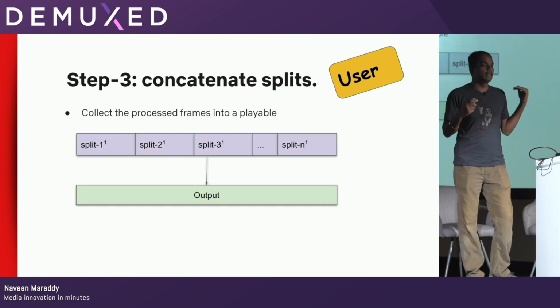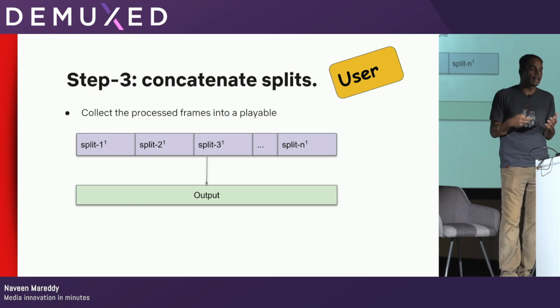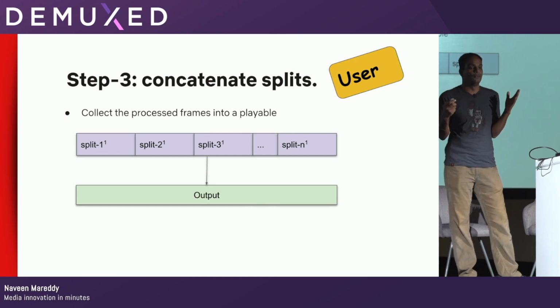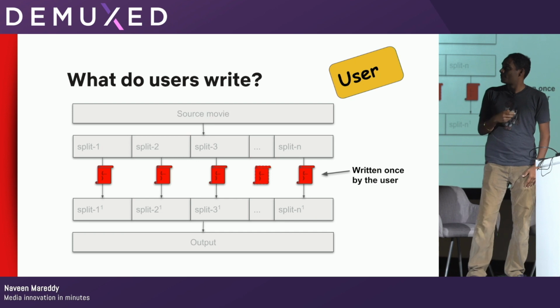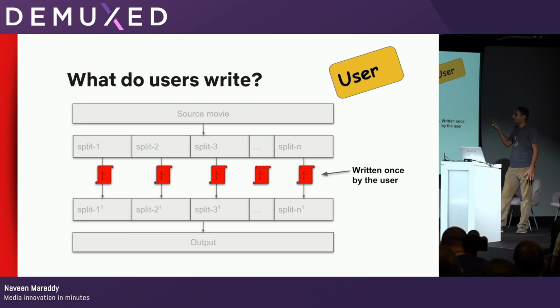Then, after all the splits are processed and they're all in grayscale version, just concatenate all the splits as a final step to produce the final full grayscale clip. In this experience, from all the steps, imagine the user were to just write the recipe script part, that's it, once. All other things are taken care of for the user by the platform.